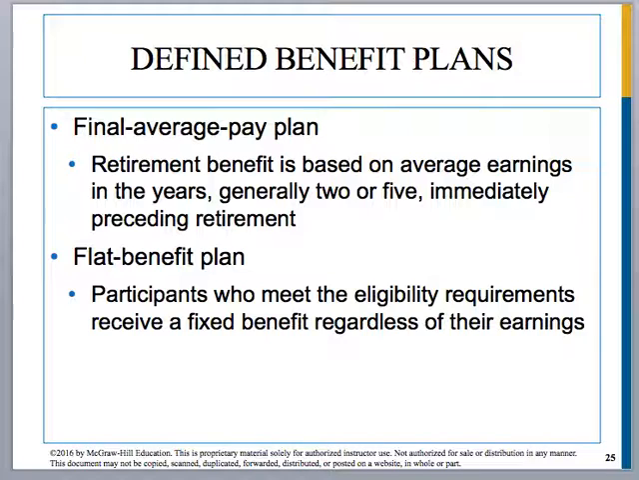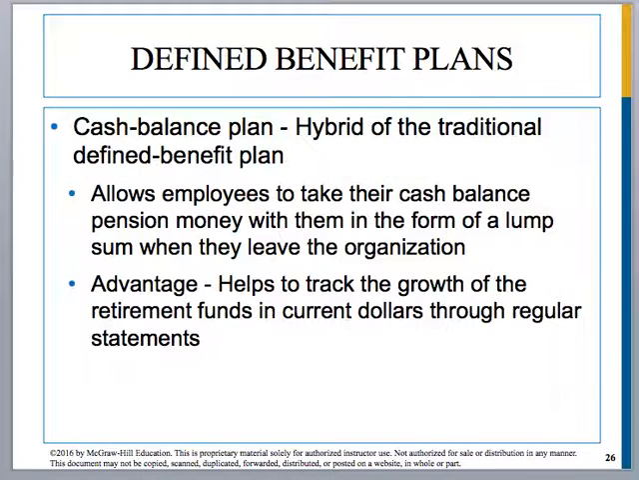Defined benefit plans: you have your final average pay plan and your flat benefit plan. Under the final average pay plan, your benefit is based on average earnings in the years, usually 2 or 5 years, immediately preceding retirement. Your flat benefit plan is when you meet the eligibility requirements and receive a fixed benefit, and it has nothing to do with how much money you have earned over the length of your time that you've been employed. You get a fixed benefit, such as a flat rate.